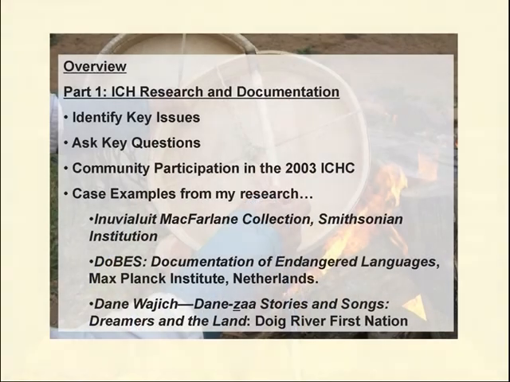Good morning, everyone. So what I'm going to do first is identify a few key issues related to research and documentation. Then I'm going to ask some key questions. I think they're key questions. I'm going to briefly review what we've already seen a few times, but I want to emphasize again the role of community participation in the 2003 Intangible Cultural Heritage Convention.